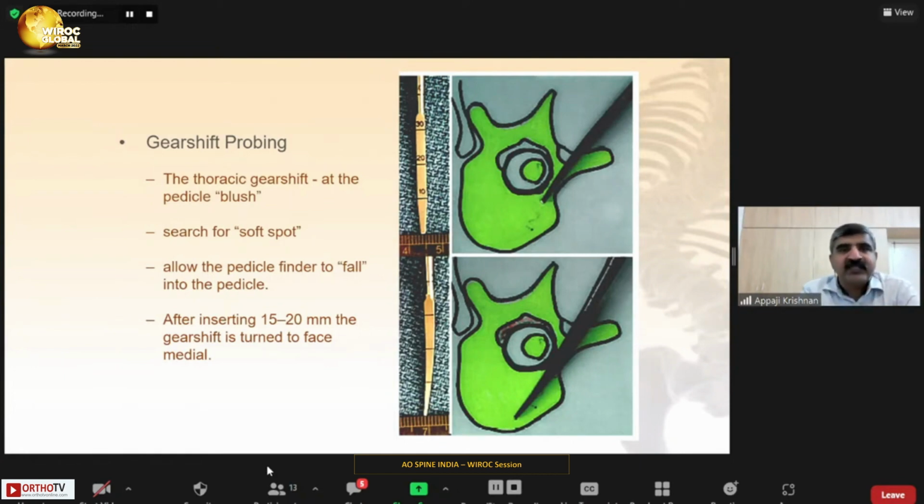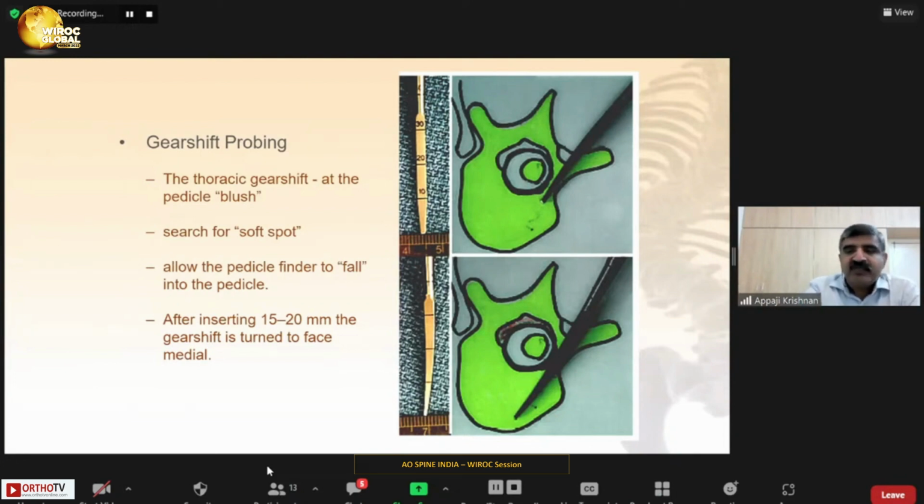So the thoracic gear shift is once you probe and see the pedicle blush, you start with this gear shift with the convex side facing the medial wall, so that you hit the medial wall and skive into the pedicle. And once you're through to the pedicle, then you turn the probe medially so that the concave side faces medially now after inserting 15-20 millimeters, and then get into the pedicle.